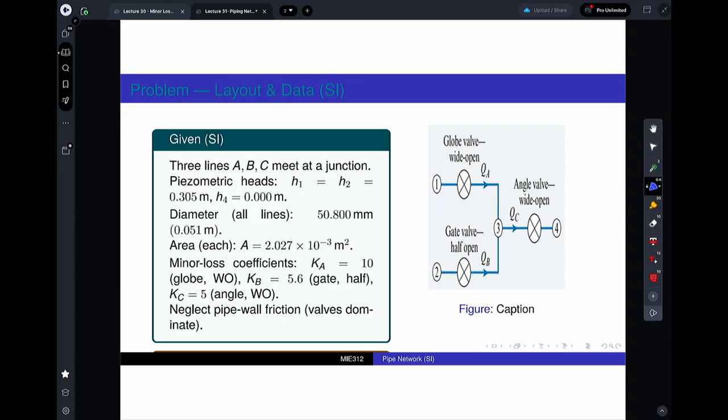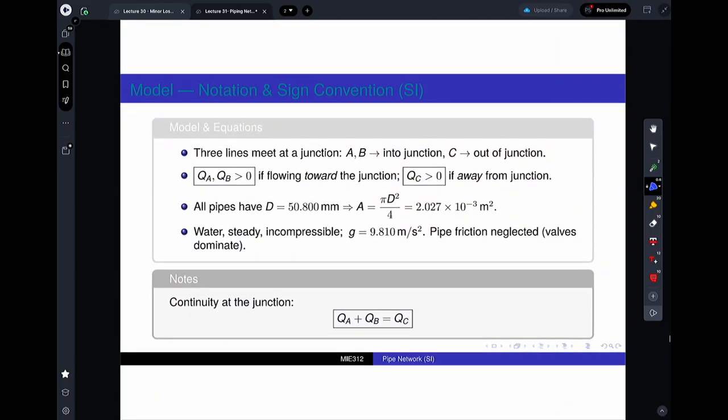You have Ka for minor loss coefficients, Kb 5.6, Kc, which is 5 for the angle. So you're given all of this information, neglect friction, and the three lines meet at a junction, into the junction, and they come out C out of the junction. So you have flow in, flow out. All pipes have the same diameter, so you can use the same area, and as usual, gravity is 9.8 meters per second squared. So QA plus QB equals QC.